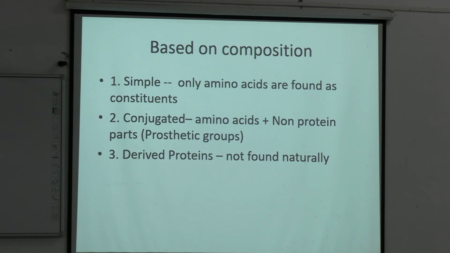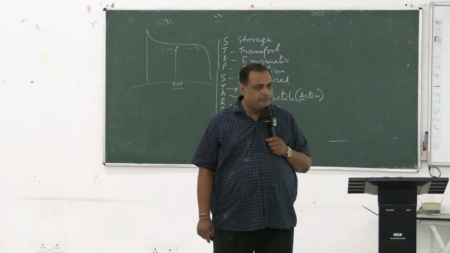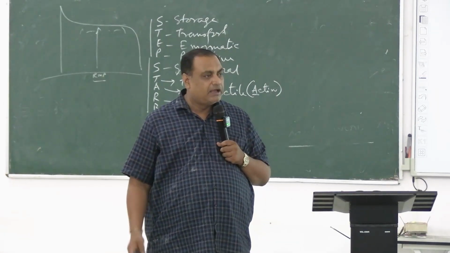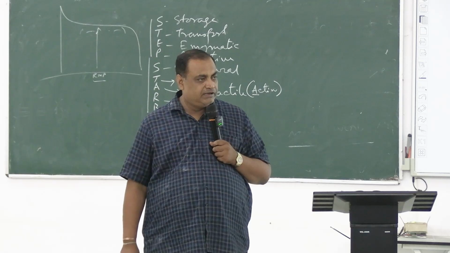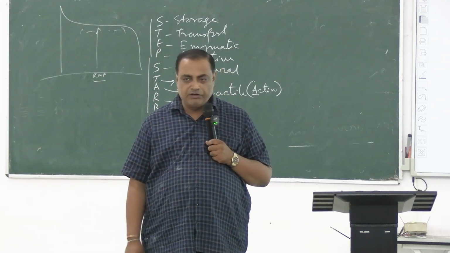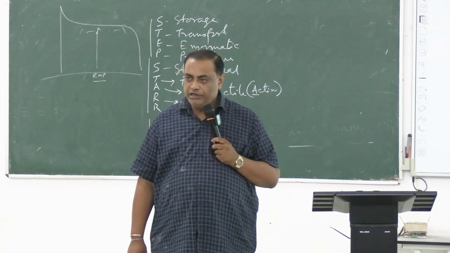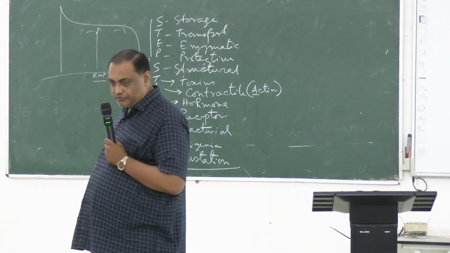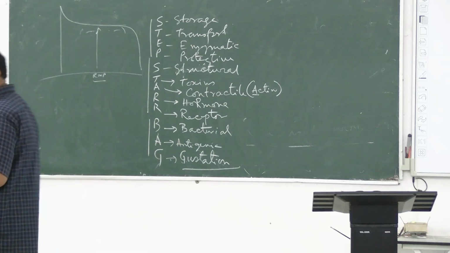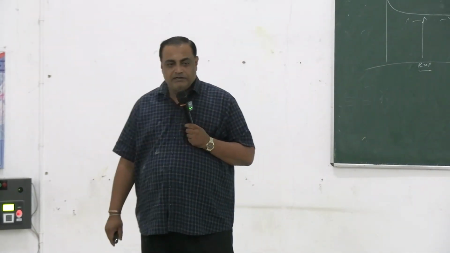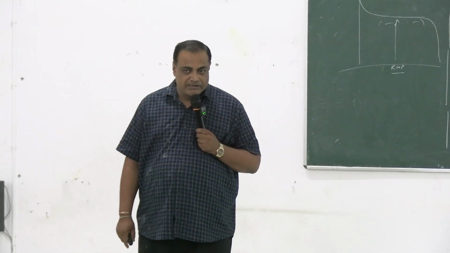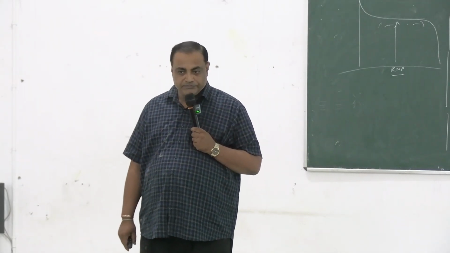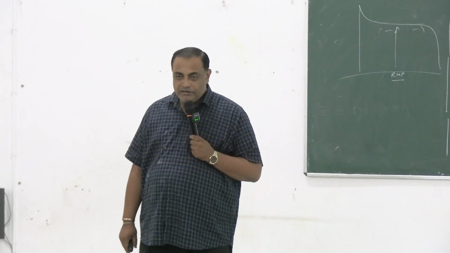Based on composition, simple, compound and derived. Simple means which has only amino acid and nothing else. Compound means which has amino acids plus something else. If it is carbohydrate, we call it glycoprotein. If it is lipid, we call it lipoprotein. If it is phosphorus, we call it phosphoprotein. If it is sulfur, we call it sulfur protein or sulfatide. If it is a colored complex, we call it chromoprotein. If it is nucleic acid, we call it nucleoprotein.